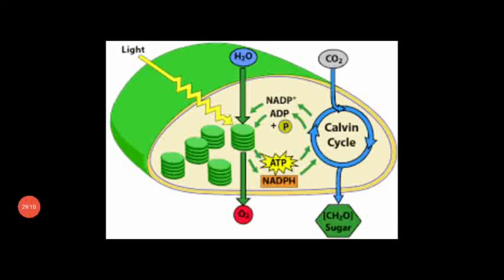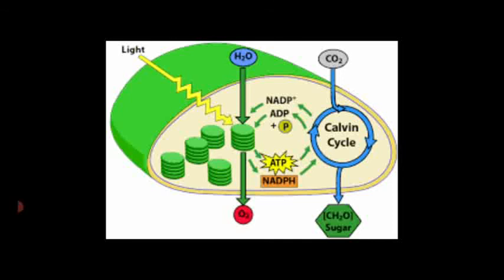Dear students, this is another diagram which shows the Calvin cycle and also the Hill reaction. The first one absorbs light. So this is the light dependent reaction taking place in the thylakoid membrane. The other one, the light independent reaction or Calvin cycle, takes place in the stroma region. So these are the diagrammatic representations showing how photosynthesis takes place.